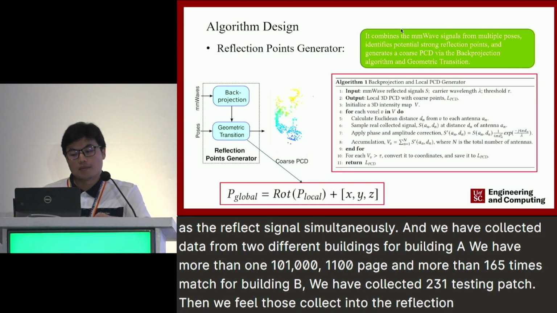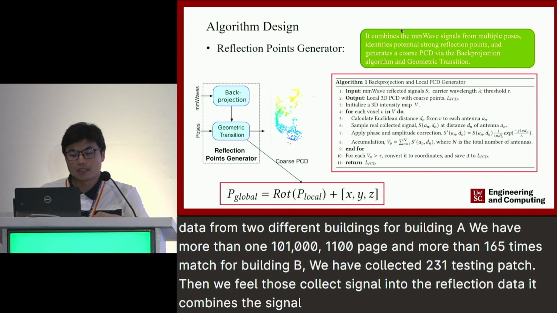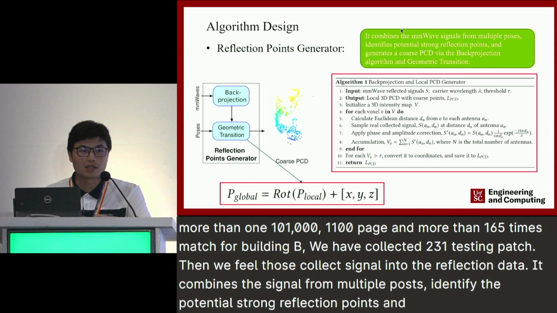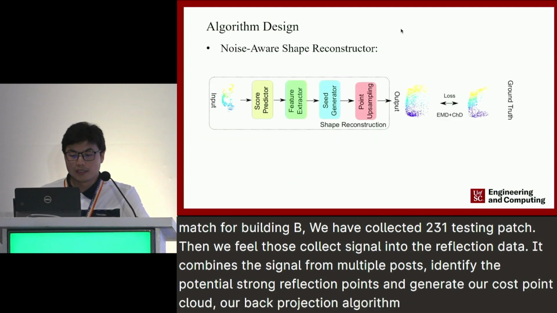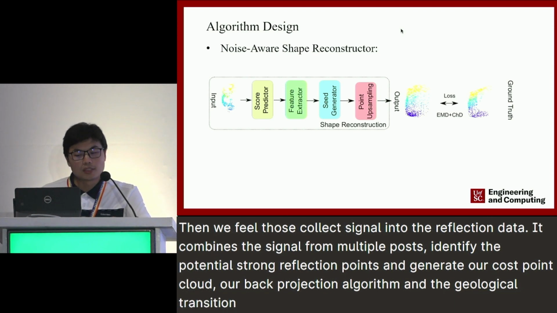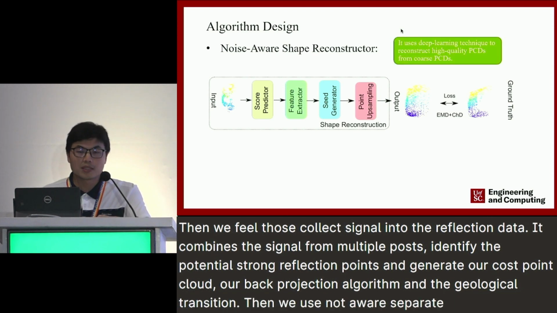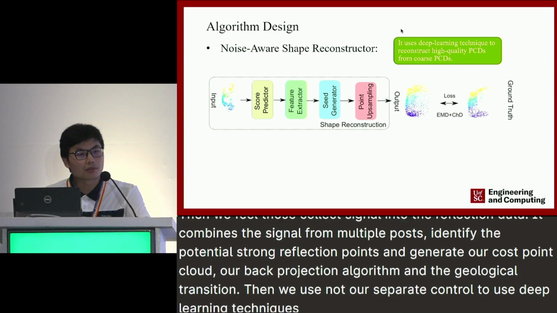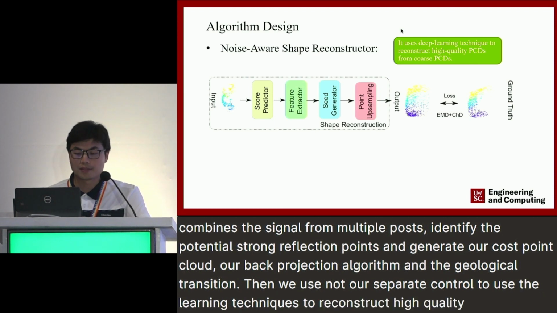Then we feed those collected signals into the reflection point generator. It combines the mmWave signals from multiple poses, identifies the potential strong reflection points, and generates a coarse point cloud by back projection algorithm and geometric transformation. Then we use the noise-aware shape reconstructor, which uses deep learning techniques to reconstruct a high-quality point cloud from the coarse point cloud.